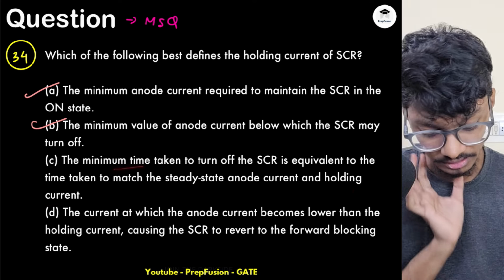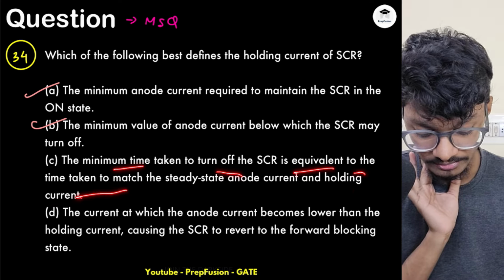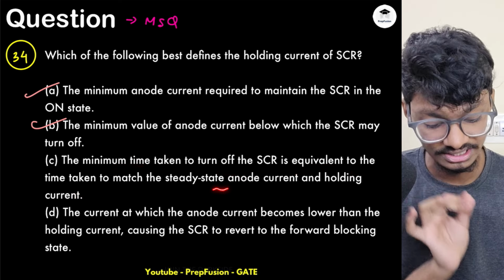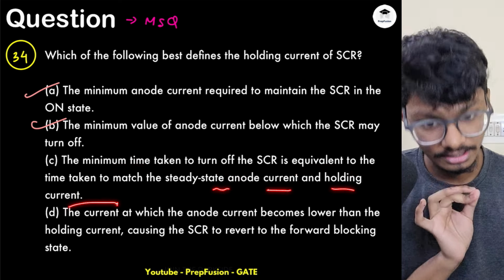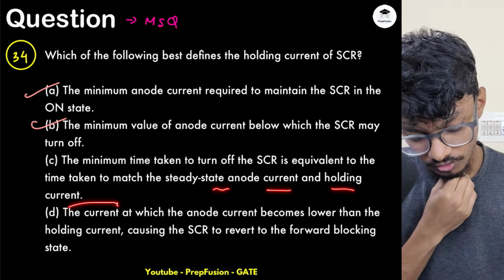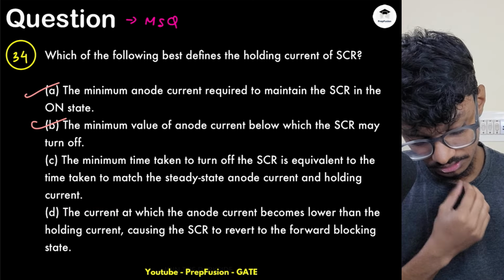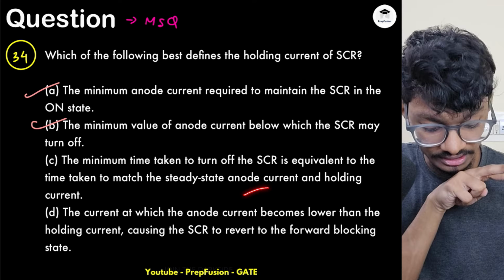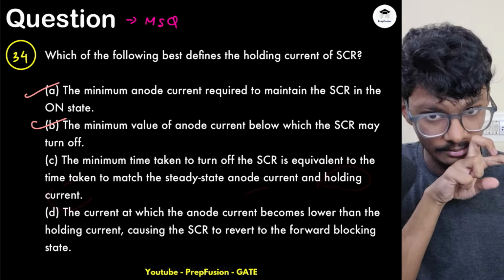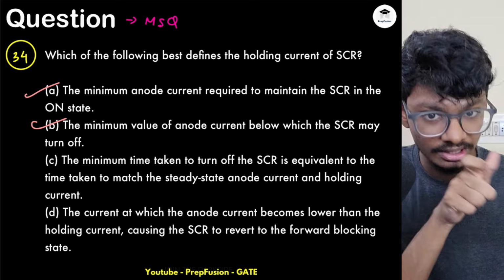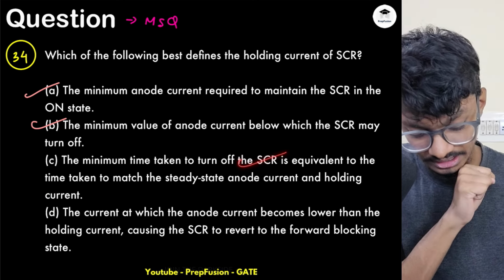The minimum time taken to turn off the SCR is equivalent to the time taken to match the steady state anode current and the holding current. If they are both the same, that will be the minimum time for me to make the SCR turn off.